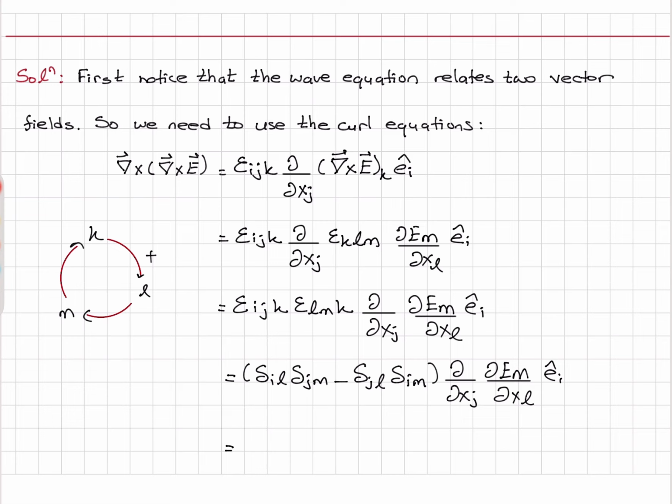So setting j equals m here, I will have del xm, del em, del xl, but l is set equal to i, so del xi ei hat. And then I have minus. Now the second term says j must be equal to l, so del xl, del ei, del xl, because m should be set equal to i, according to this Kronecker delta, ei hat.